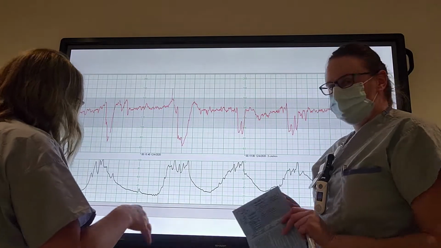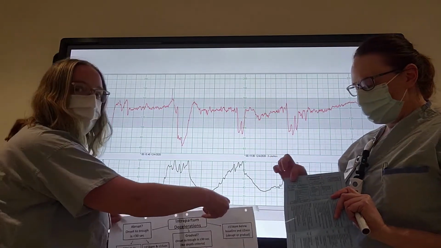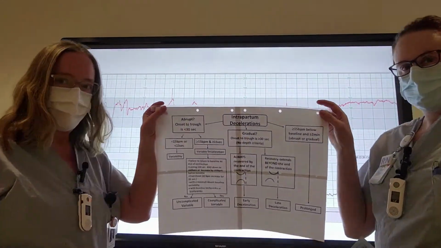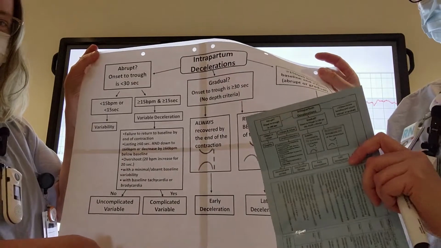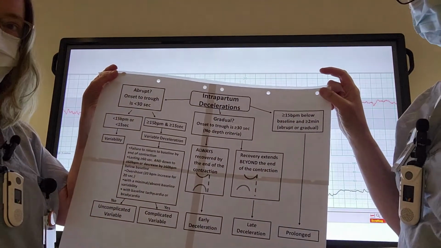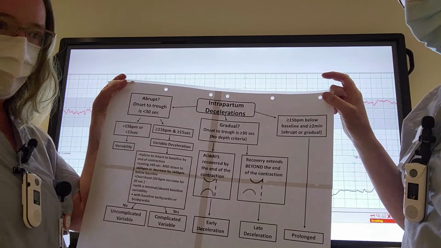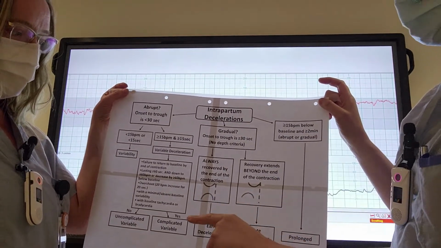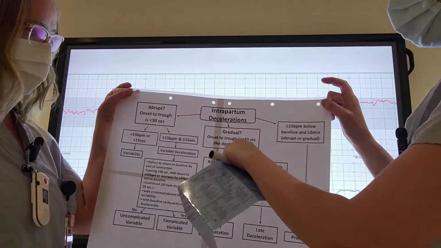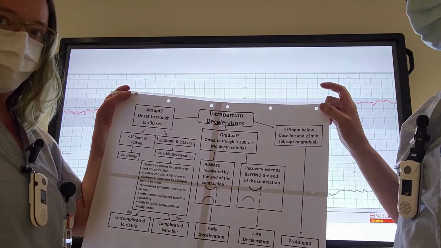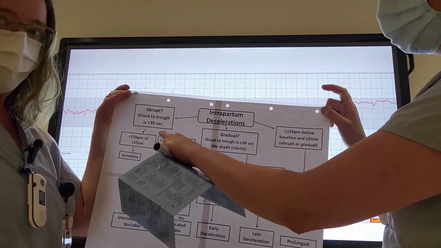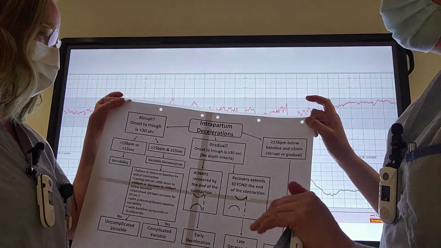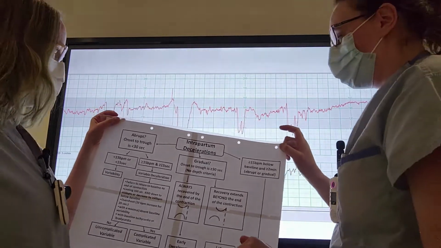On this card, you're going to notice that the chart to determine what type of decels you have is right on the blue card. So we're going to use this chart to figure out what type of decel we're having. When we're looking at intrapartum decels, the first thing we need to ask ourselves is abrupt or gradual. That means, does it take less than 30 seconds to reach the trough, or more than 30 seconds? That's always the first question we ask ourselves.